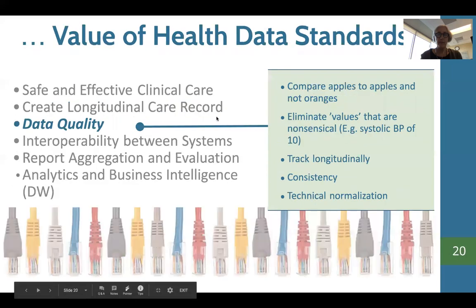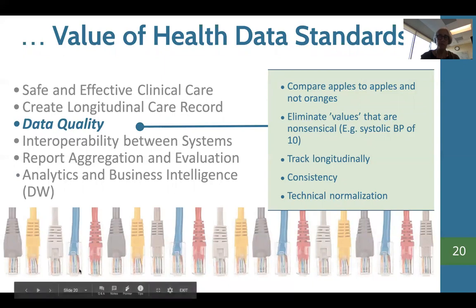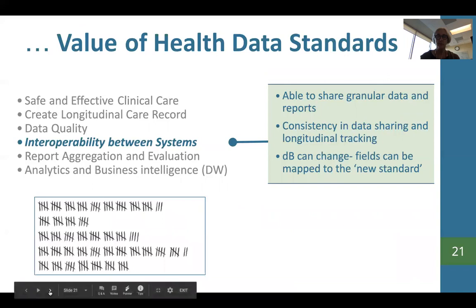The next slide talks about data quality and the need to compare apples to apples and not oranges. That means the top number, the systolic number, needs to be compared to systolic numbers. If you compare it to the bottom number, you could end up not understanding what's happening in the patient and or their care. By having this data quality, the comparison of systolic to systolic blood pressure in this case, we are able to track longitudinally what happens with a patient and whether there has been consistency in their blood pressure. That's really important from a clinical perspective.